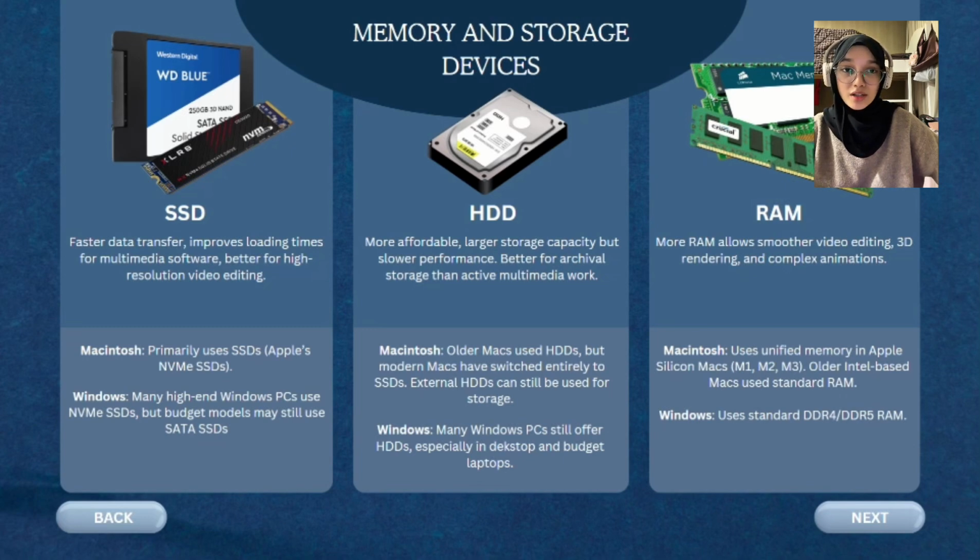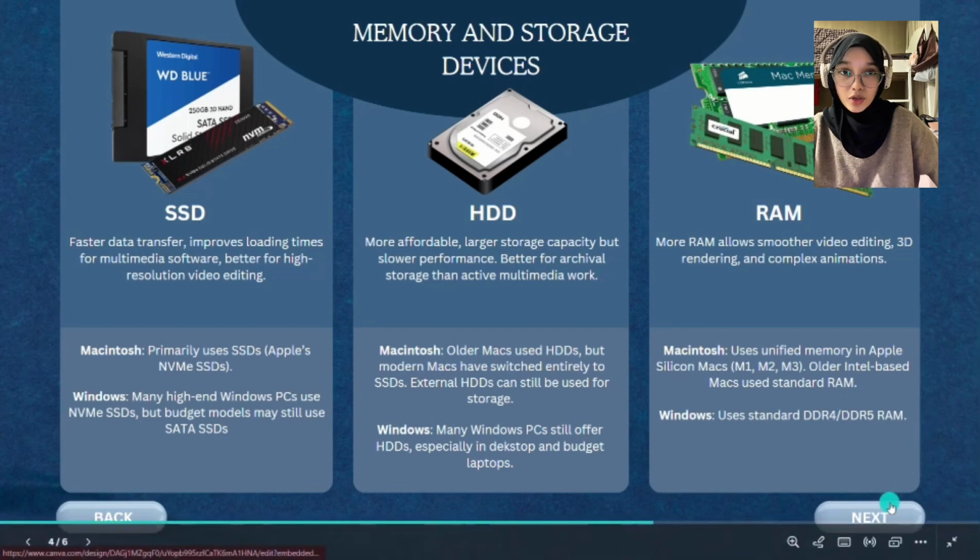So the last one now is RAM, random access memory. More RAM allows smoother video editing, 3D rendering, and complex animations. For Macintosh, they use unified memory in Apple Silicon Macs like M1, M2, and M3. Also, older Intel-based Macs still use standard RAM. And Windows uses standard DDR4 or DDR5 RAM.